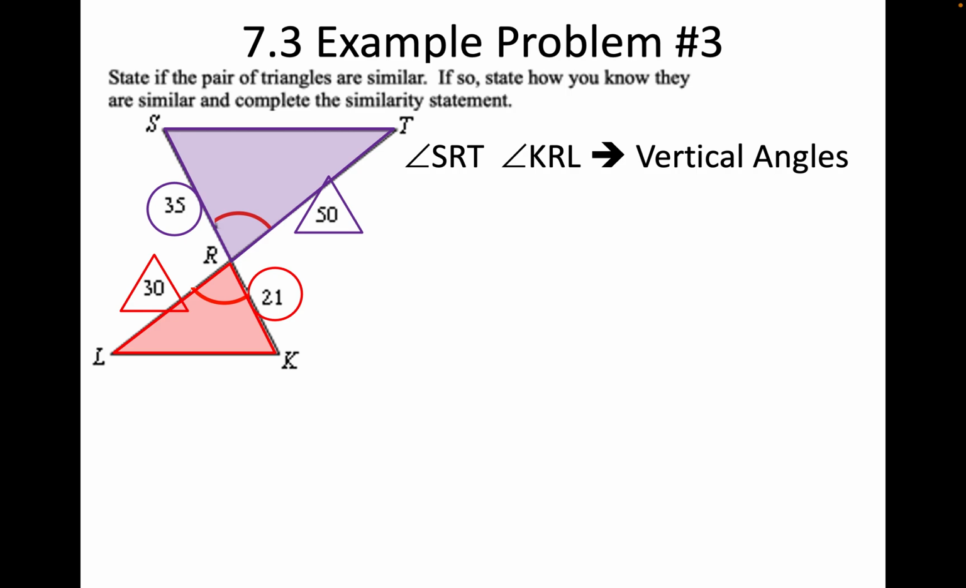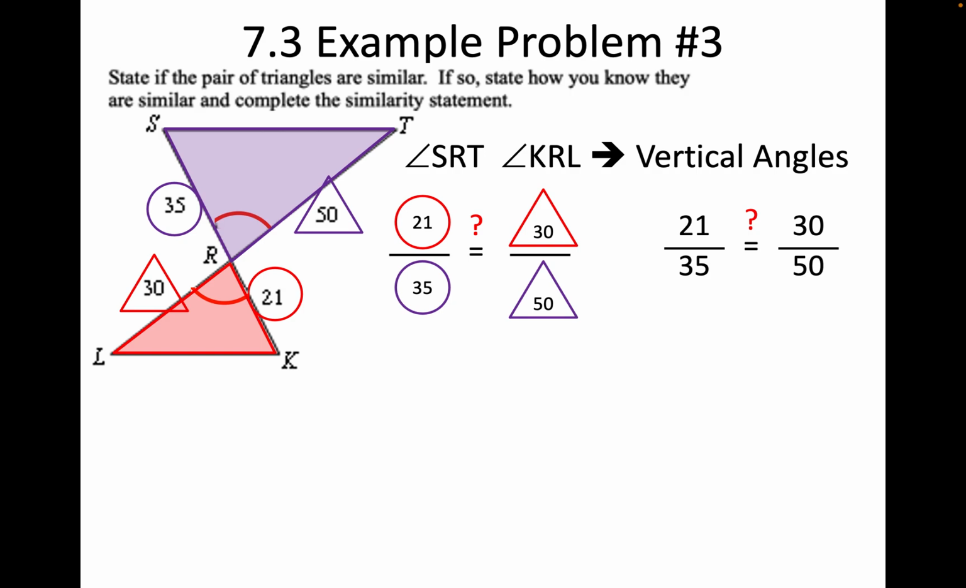Now the question is, are they proportional? Are the ratios equal? So in other words, is the red circle over the purple circle going to be equal to the red triangle over the purple triangle? Are they proportional? Are those ratios equal? Okay. Well, we could solve this two different ways.